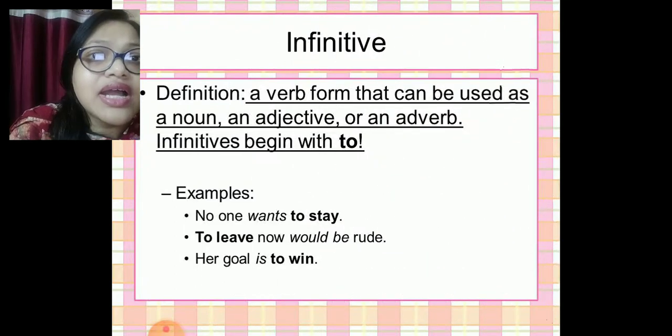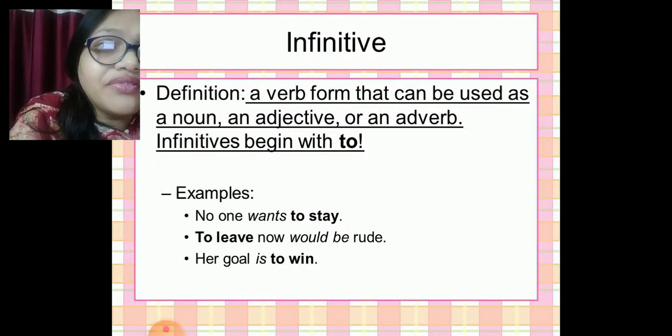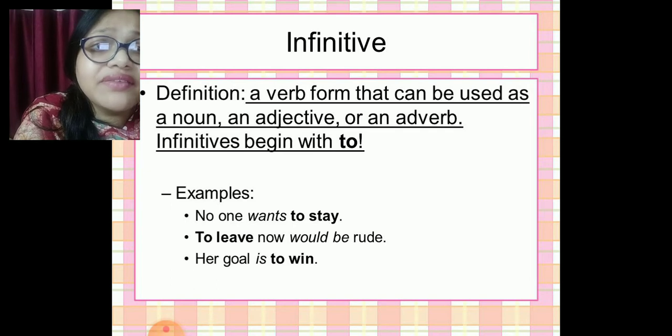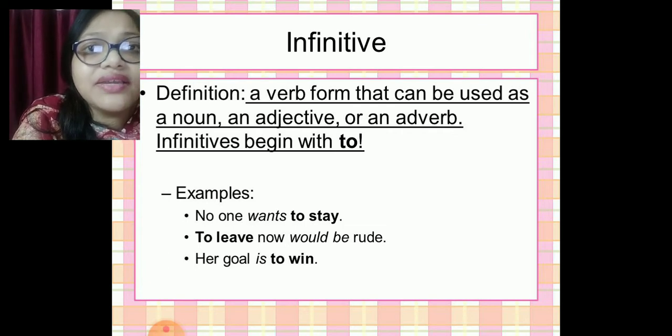infinitives. Now, what is an infinitive? A verb that can be used as a noun, an adjective, or an adverb. Infinitives begin with to. Examples: no one wants to stay. To stay. So always an infinitive starts with to.